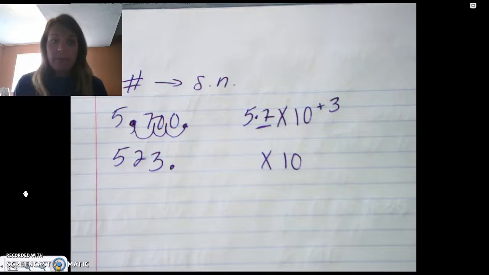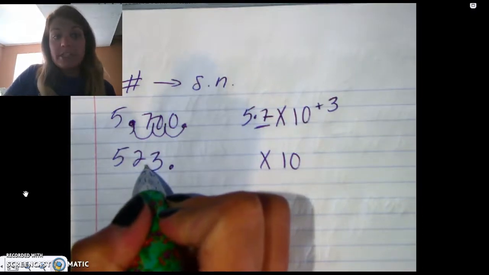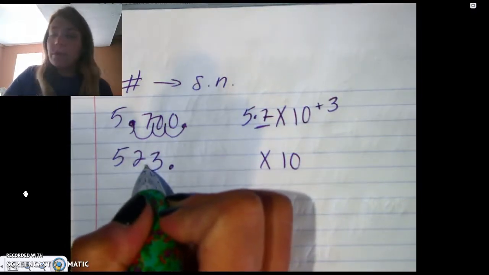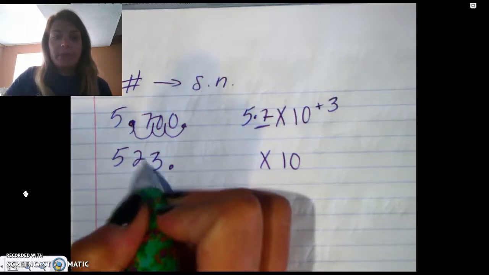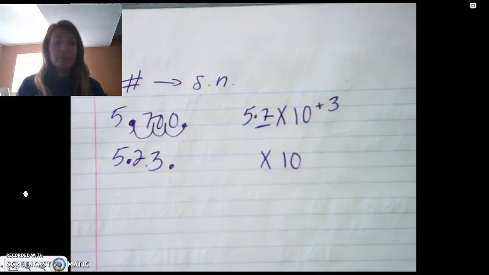523 is not between 1 and 9.99. Can I put my decimal here? I hope you said no, because 52.3 is not between 1 and 9.99 either. I'm going to have to put my decimal place right here between the 5 and the 2.